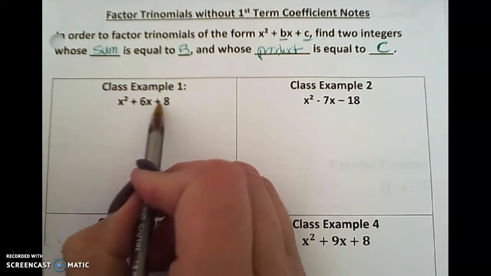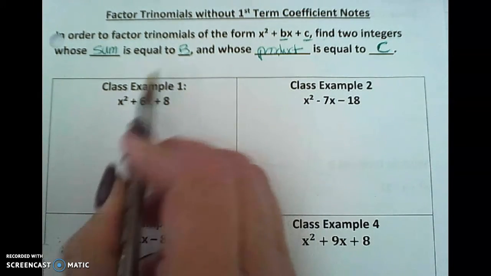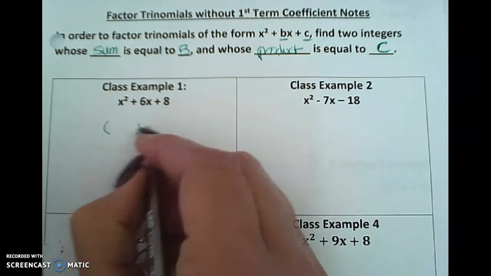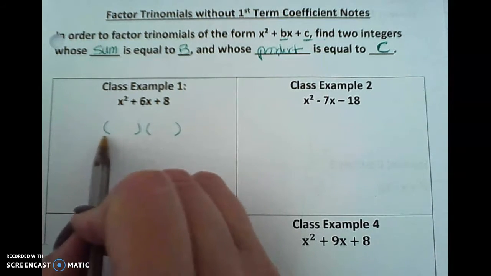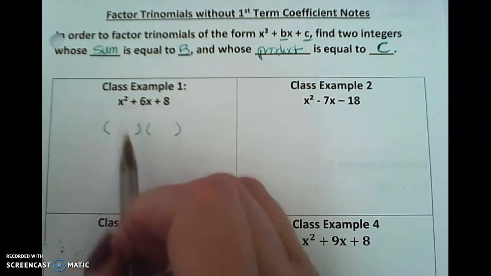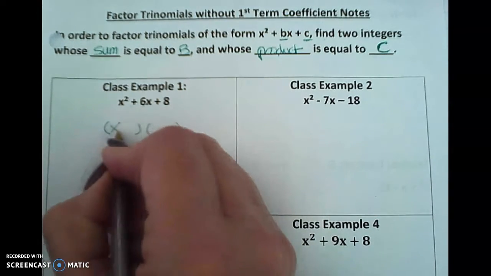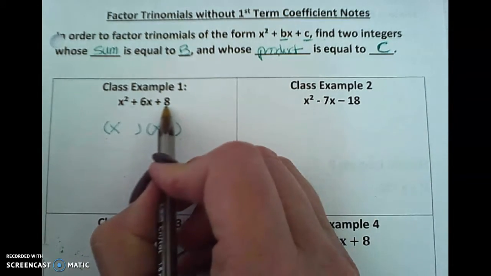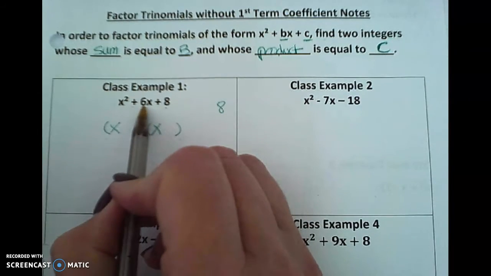When they're both positive, they're going to multiply to be a positive 8. They're going to add to be a positive 6. Those are the easiest ones. Again, our answer is going to be a binomial times a binomial, and it's going to equal this trinomial. What multiplies to x squared? x and x.